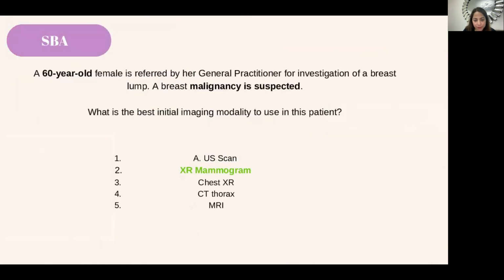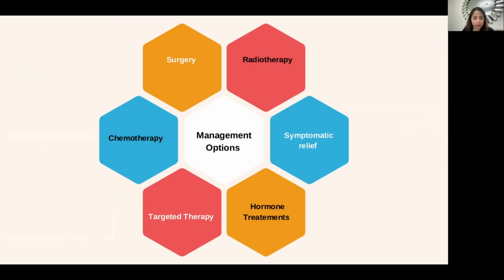Okay, I'll just go back. There we go. So in terms of just quickly going over the management of breast cancers, there's a variety of things that we can use. You can use surgery to excise, there's radiotherapy, chemotherapy, hormonal treatments, or just even symptomatic relief. So we'll quickly go over those.